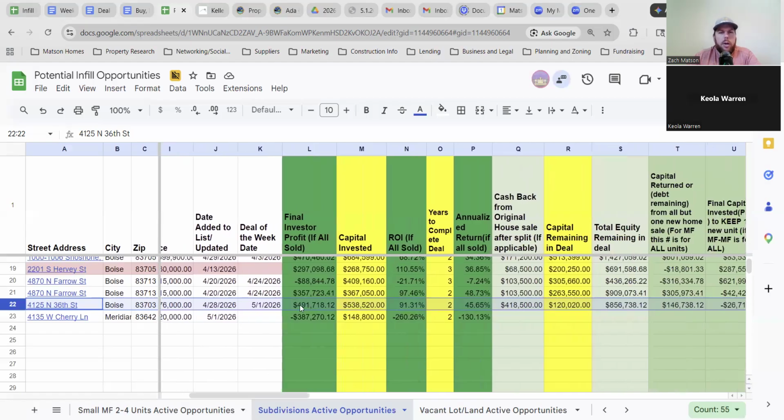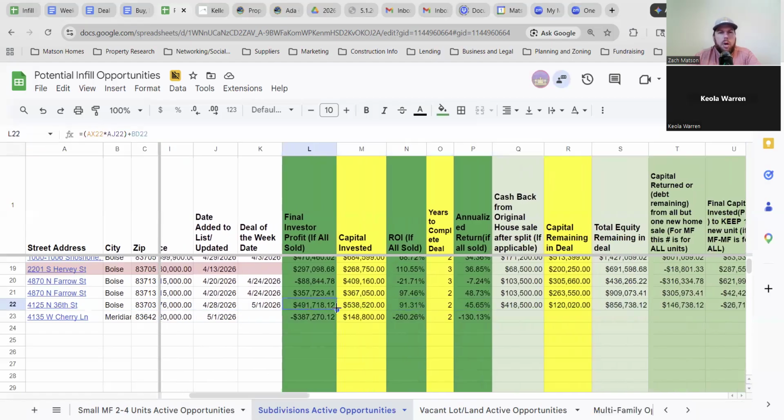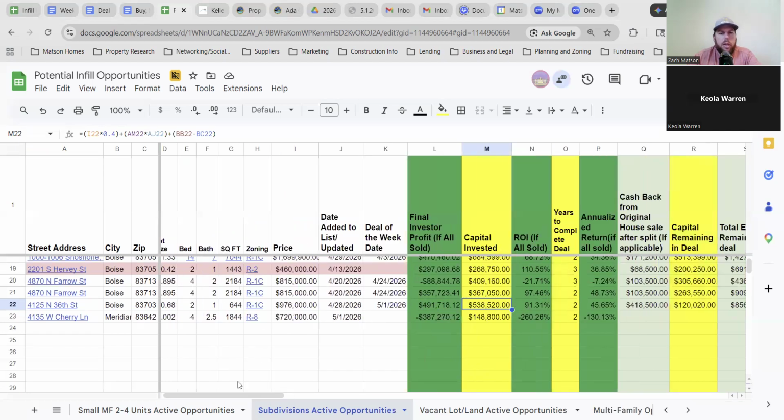So this deal projects out at a little over 491,000 in profit. The total capital invested is a little over 538,000. So this is factoring in, we know we have a lender that would lend on a deal like this at 40% down.